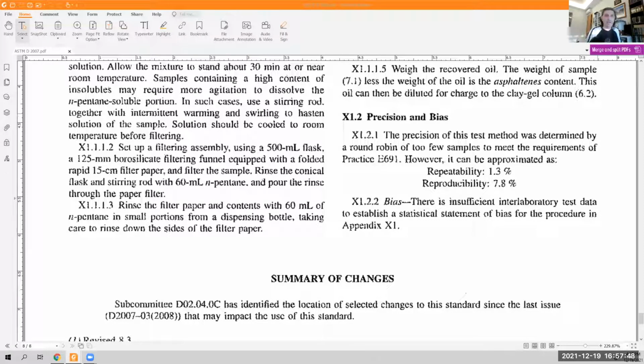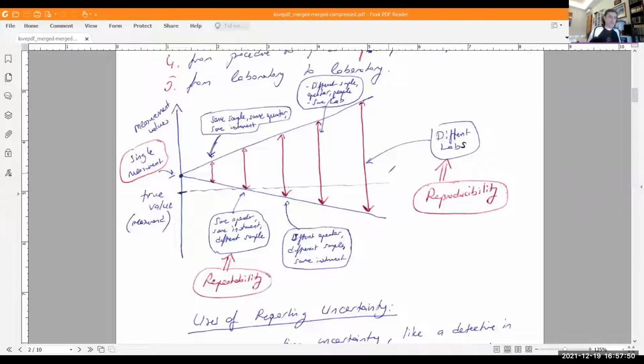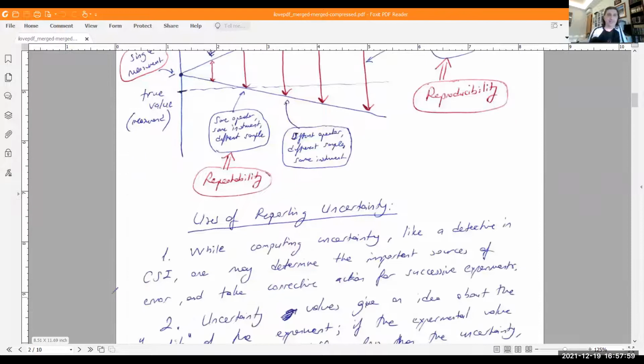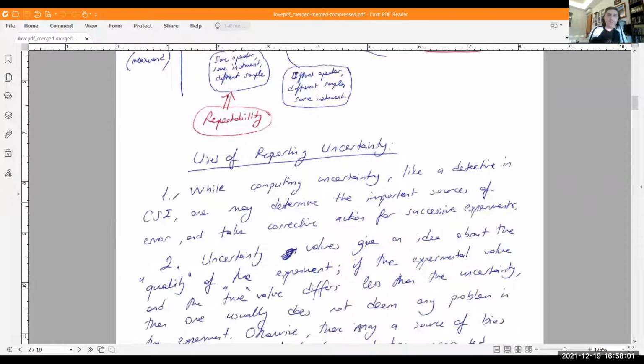All right, now let me continue here. Can I write it on the page? No, I cannot. All right, so let's continue.